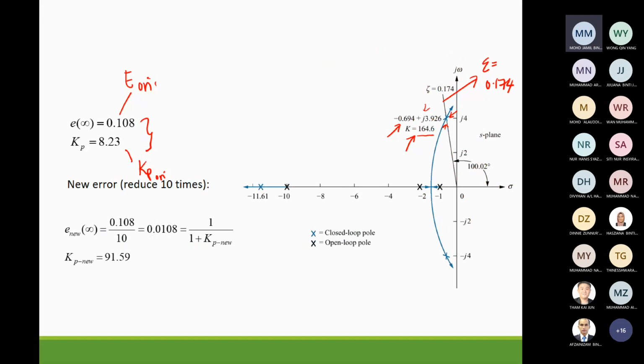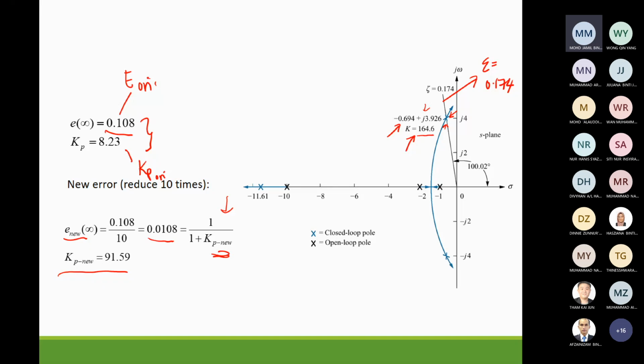So you want to reduce the error by 10 times. The new error will be 0.0108. And then we calculate the new Kp using this formula. So we get the new Kp equals 91.59.